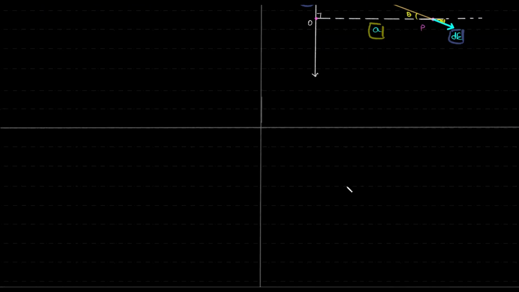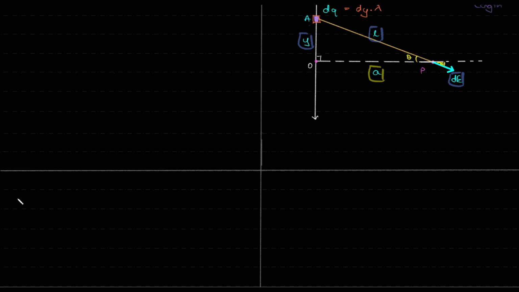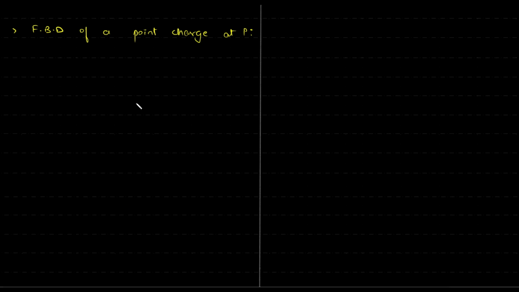Right? So let's start off by looking at how a single dq affects a unit charge kept over there. So we'll draw a free body diagram of a point charge at P. Now, let's draw the free body diagram. So this is your dE, and that's your horizontal line, and this is your theta.